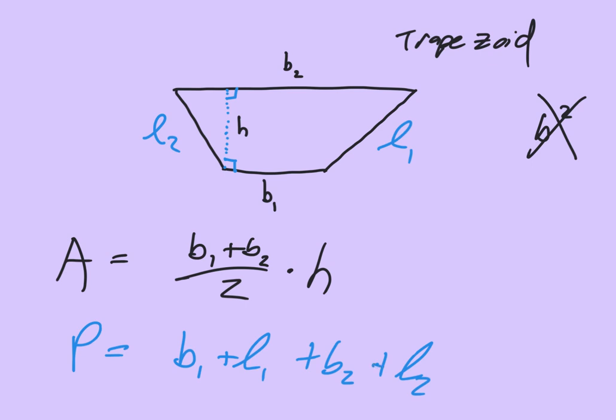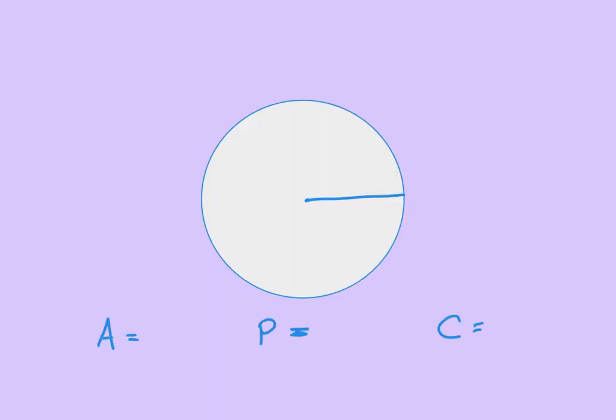It's not a very fun formula, but that's just the distance around a trapezoid. Circles, you've done this a million times probably in your mathematical past. Area of a circle is pi times the radius squared. What is the radius, you say? The radius is the distance from the center to the edge of the circle.